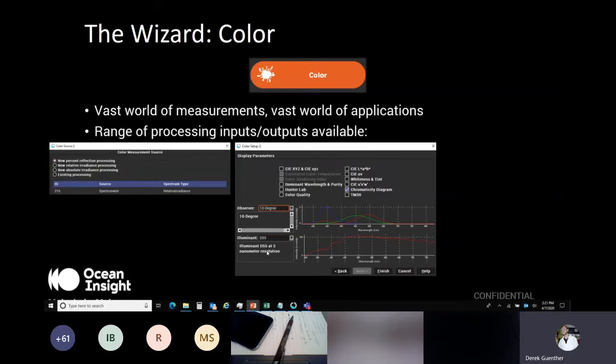There's a whole big drop-down list of illuminant options in there. So this is a very well-developed interface for color measurements that, again, I'm not the expert in, but it is there if that is something that you work with a lot.